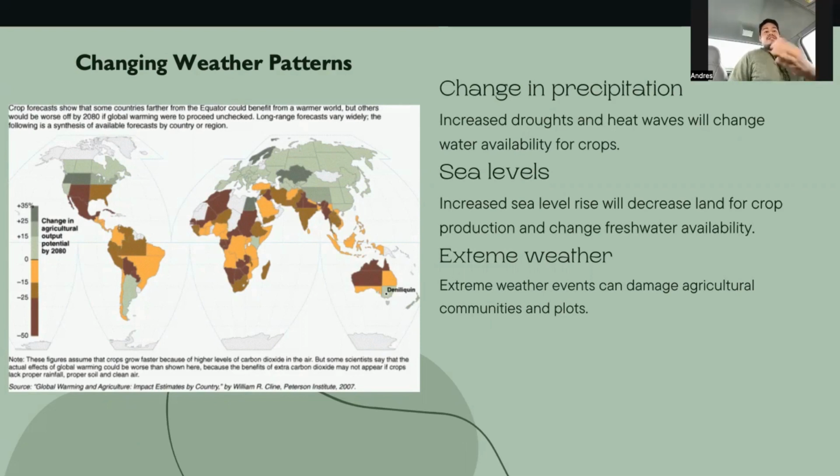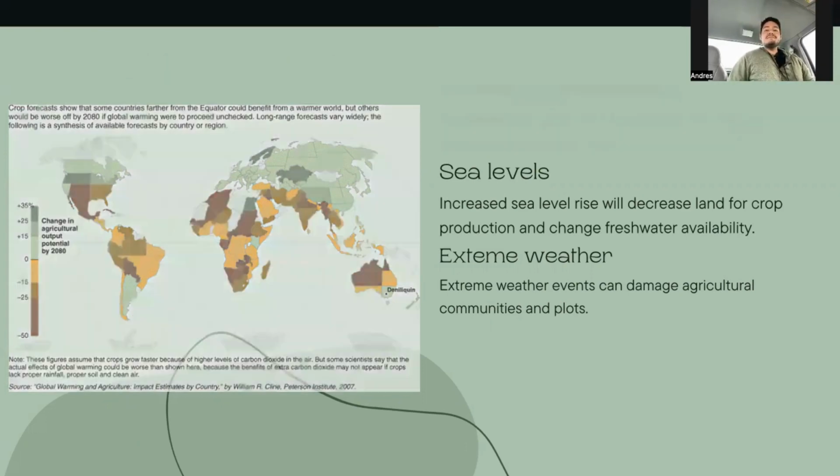And now the graph on the left shows some of the most vulnerable populations worldwide, which most of them will be near the equator and the subtropical regions of the world. Next slide, please.